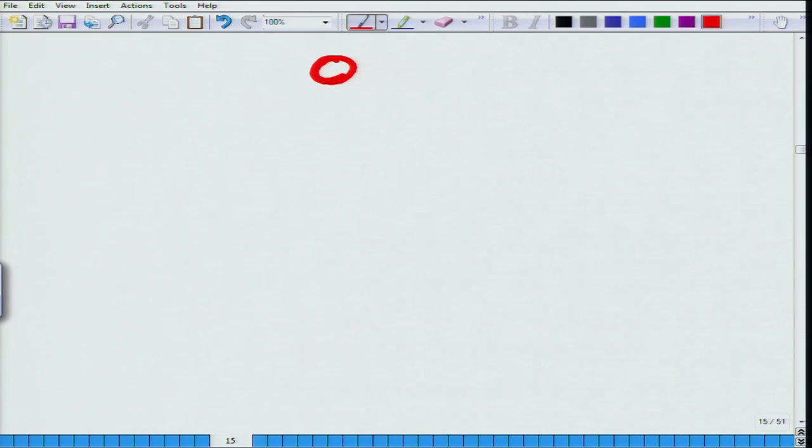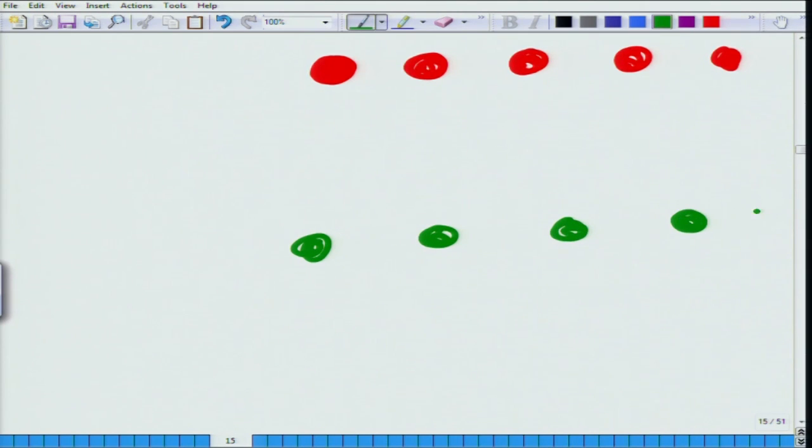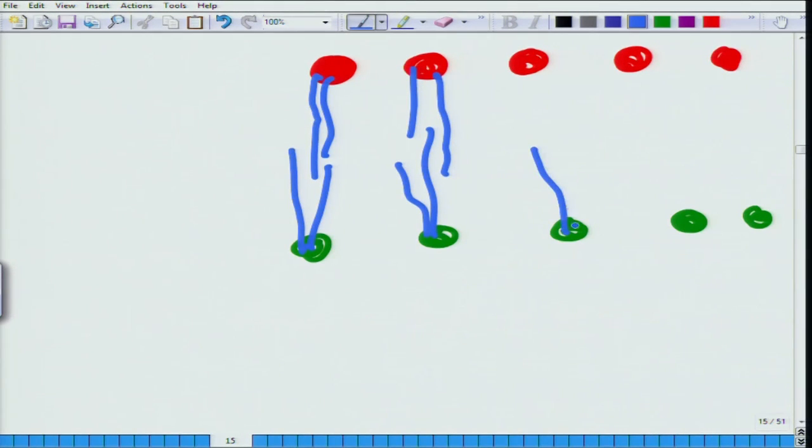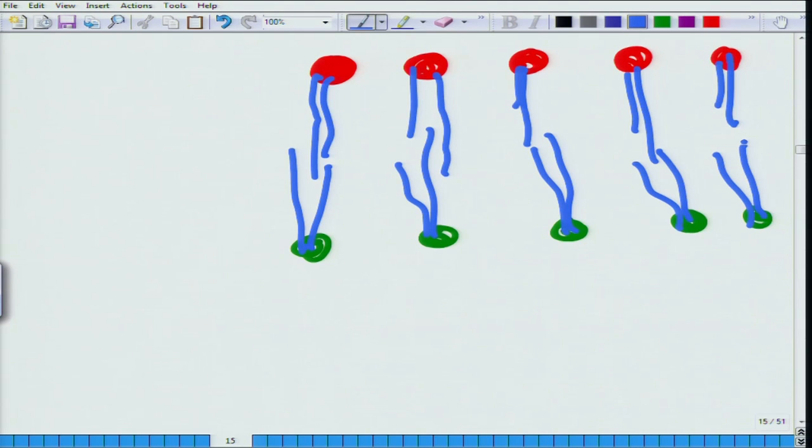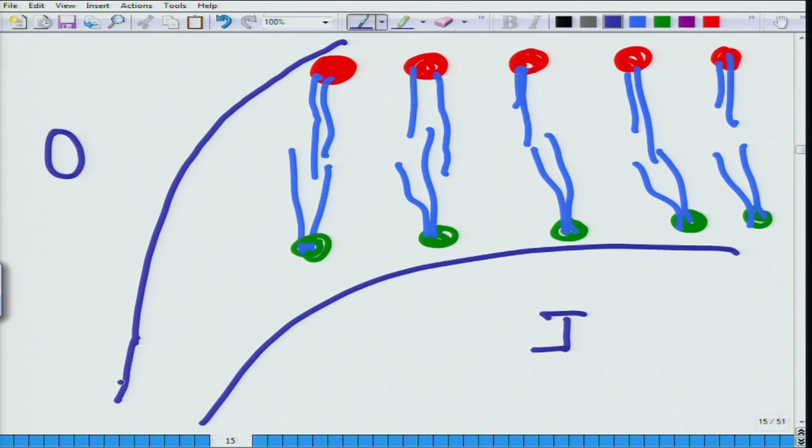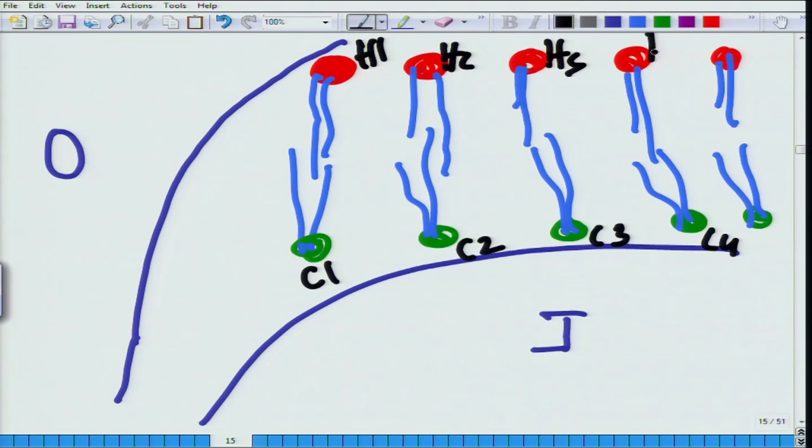So, for example, this is part of the membrane I am drawing. The red ones are facing outside, and say the green ones are facing inside. And these are the hydrophobic tails they have. As we mentioned, this part is outside the cell, and this is inside the cell. This is just part of the membrane I have drawn. Now, let me give them some numbers. This polar head group I number as C1, C2, C3, C4, and I name these H1, H2, H3, H4.